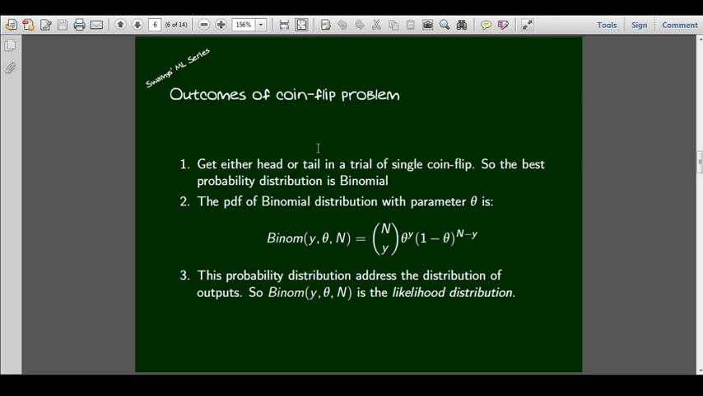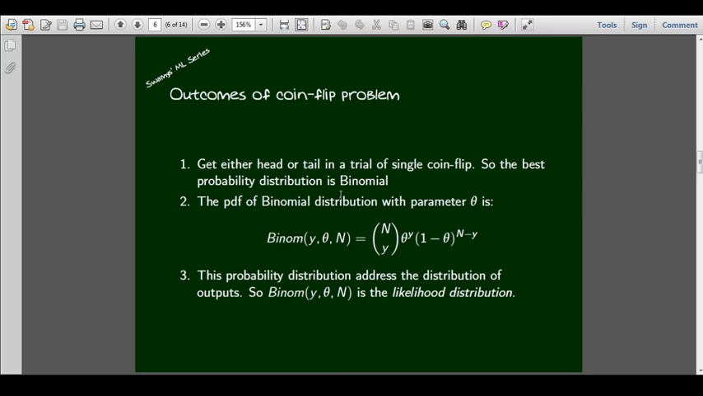Now come to the outcomes of the coin flip problem. There is a likelihood while we are tossing a coin, either we get a head or a tail. Getting head or tail, either or, it's a possibility. There is a likelihood. The likelihood is from our experiment, the prior from biasness. We get either head or tail in a trial of a single coin flip. So the best probability distribution is binomial. True or false.